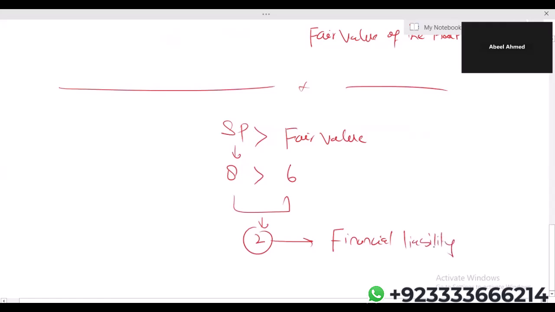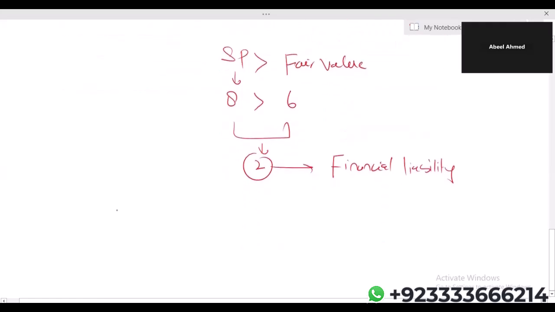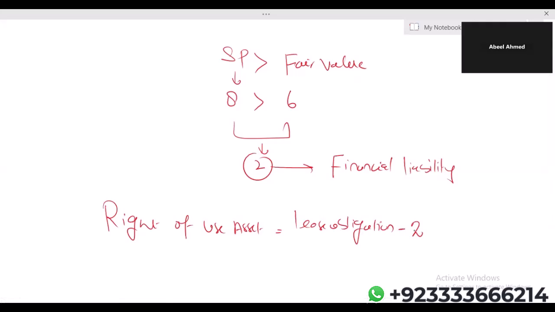If sale proceed is more than the fair value, then the excess amount is actually representing a financial liability, a loan. Now, how will you calculate right of use asset? Right of use asset is equal to lease obligation, which the examiner has given you, minus the financial liability. Because on lease obligation, I'll be applying IFRS 16. On financial liability, I apply IFRS 9.